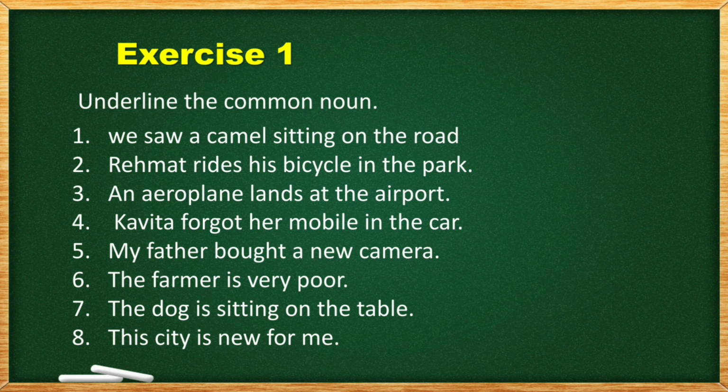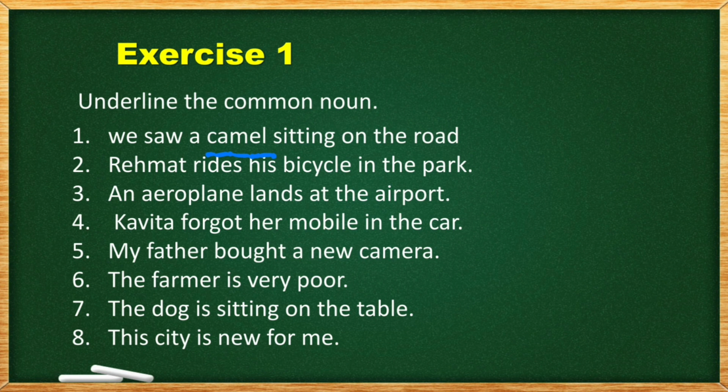Exercise number 1. Underline the common noun. Number 1. We saw a camel sitting on the road. Here the word camel is showing the name of animal, so camel is the common noun.